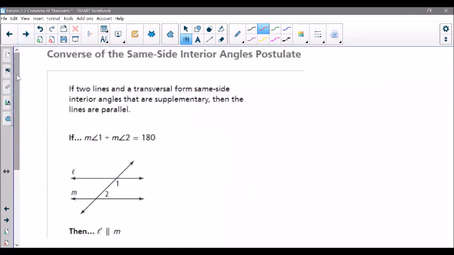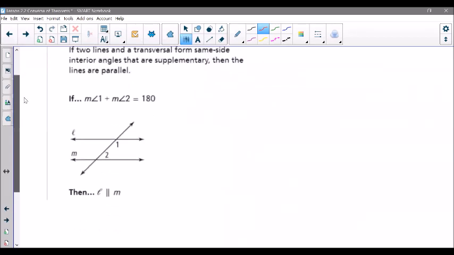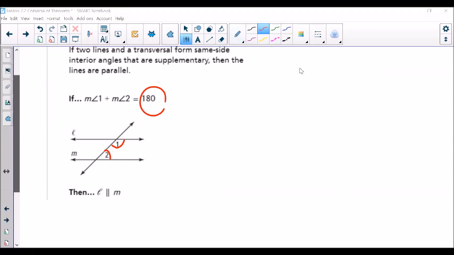All right, and then same side interior, same kind of thing. If angle 1 and angle 2, if those are same side interior angles, if they add up to 180 degrees, if they are supplementary, then we have two parallel lines.